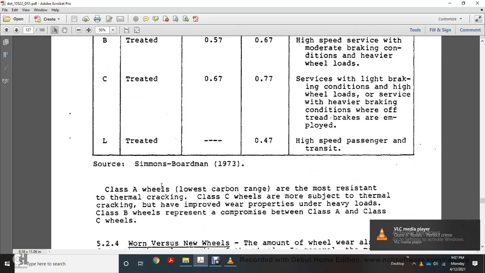Class A, in the low carbon range, is most resistant to thermal cracking. Class C wheels are not subject to thermal cracking and have improved wear properties under heavy loads. The Class B wheel represents a compromise between the Class A and Class C wheels.